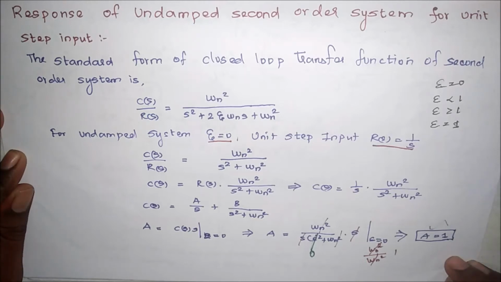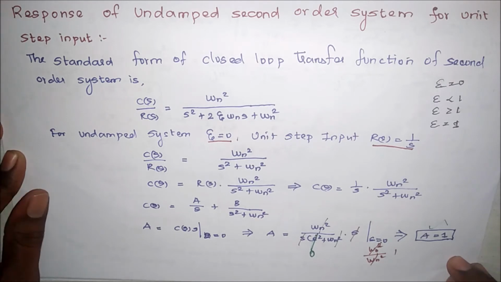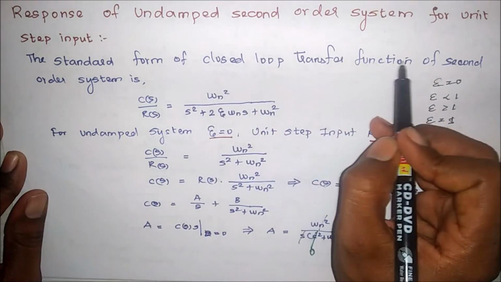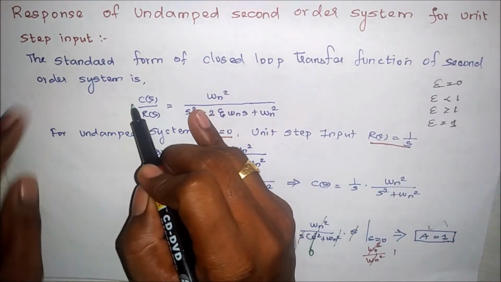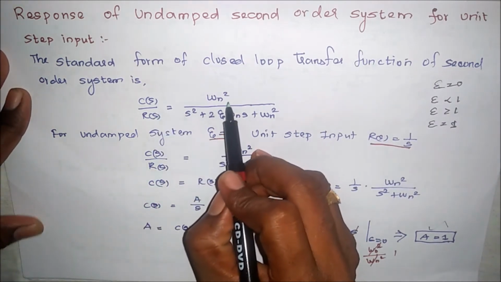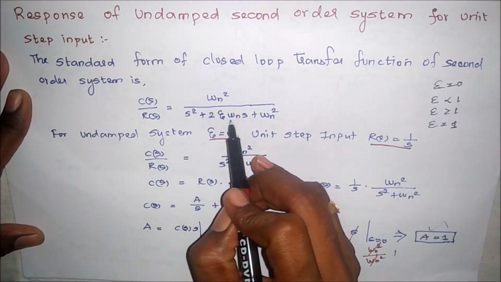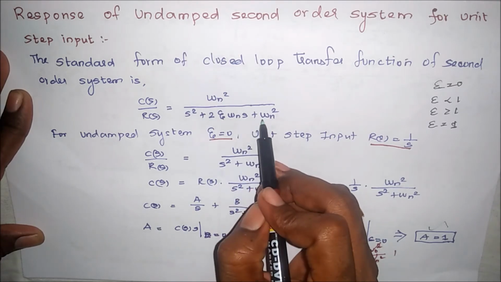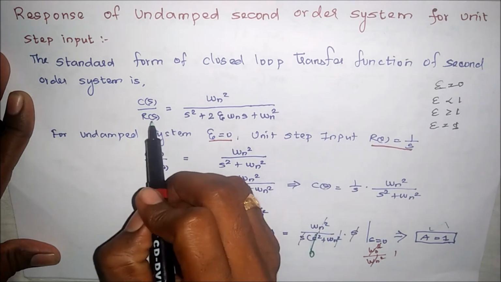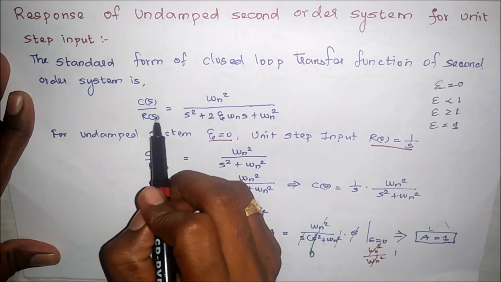In this video, we are going to see the response of an undamped second order system for unit step input. The standard form of the closed loop transfer function of a second order system is C of s divided by R of s equal to omega n square divided by s square plus 2 eta omega n s plus omega n square. So we know this is the standard form of the closed loop transfer function of a second order system.